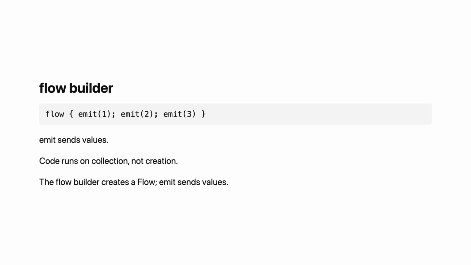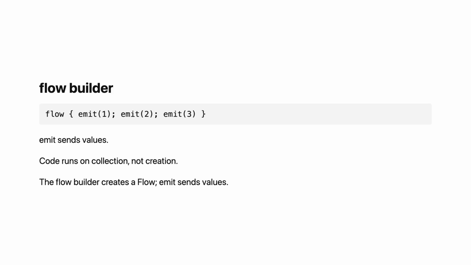Use the flow builder to create a Flow. flow { emit(1); emit(2); emit(3) }. This creates a Flow that emits 3 integers. Inside the flow block, call emit to send values. emit is a suspend function. You can call other suspend functions too. val numbers = flow<Int> { body }.